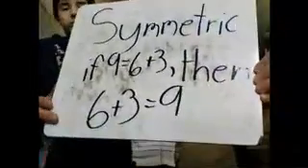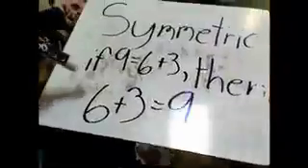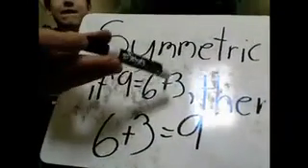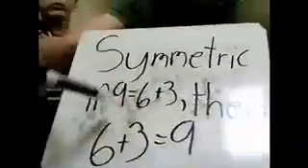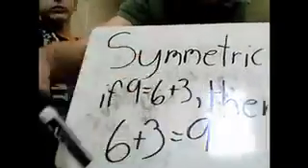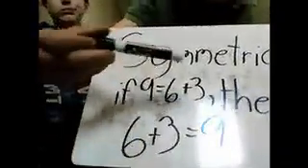Symmetric. In symmetric, if 9 equals 6 plus 3, then 6 plus 3 equals 9. As you can see, they just changed around the equal sign to where they placed the 9. Either way, it's the same thing. That was the one I understood. You can just move it around and it'll equal the same.